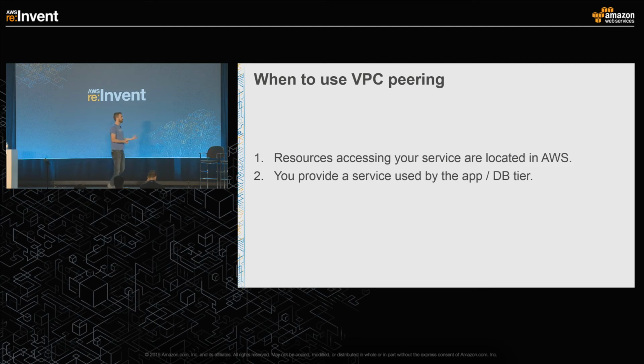So when do you actually want to use VPC peering? Obviously, it's when resources that are accessing your service are located in AWS, and you provide a service that tends to be used by a tier that is not able to communicate externally. And also when you've got security concerns around that. So taking that away and applying it to a situation where you have to deliver services internally to your own organization, VPC peering will be your friend. In terms of network performance, it's like being within the same VPC. You'll obviously have the same cross-AZ latency that you get, but it's been super helpful for us.